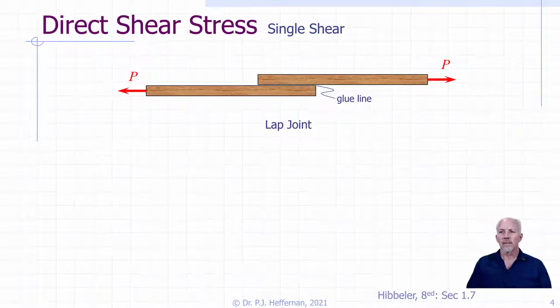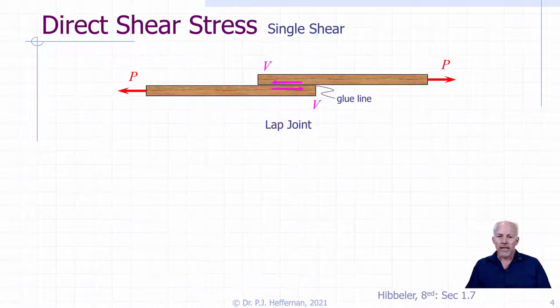So let's talk a little bit about direct shear, and we'll start off with something we refer to as single shear. Single shear, all that means is that there is a single shear plane that is resisting the loading. This is a fairly common joint that you might see, particularly in woodworking. It's called a lap joint. Two boards coming together, there's a glue line between them, and that glue line is designed to resist the shear force. And we know that by using our free body diagram method of sections.